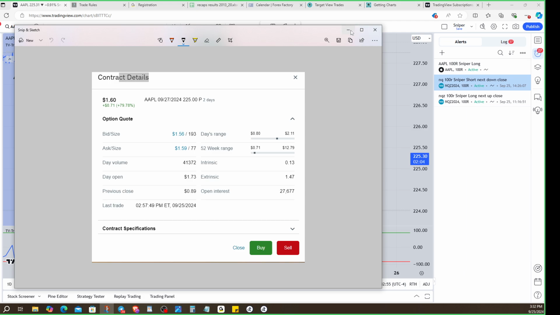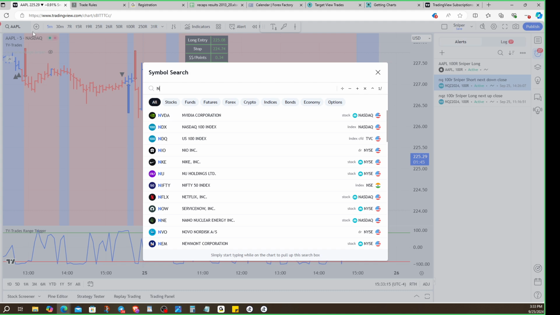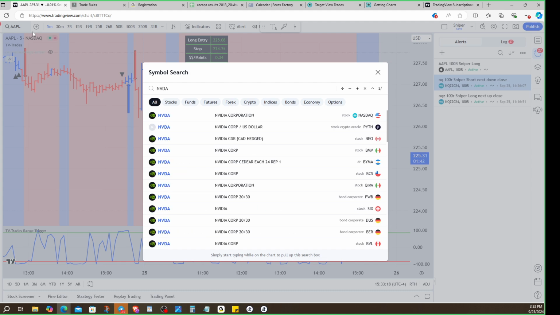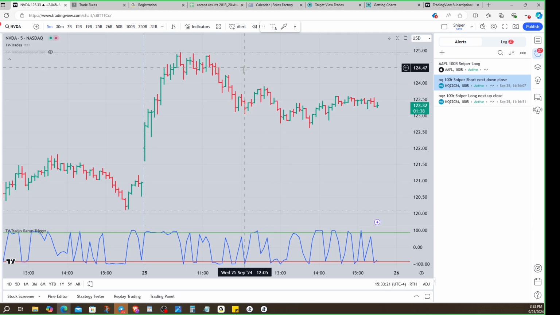But you had an indication right in here, when it came down out of the overbought, that it was going to keep moving down. So that right there, if you're trading options, is an easy way to pick up money with options. And it does it with everything. It's not just Apple. You can do it with any symbol you want. Do you have a symbol you want to look at, James?